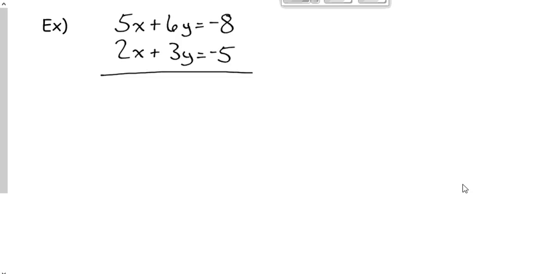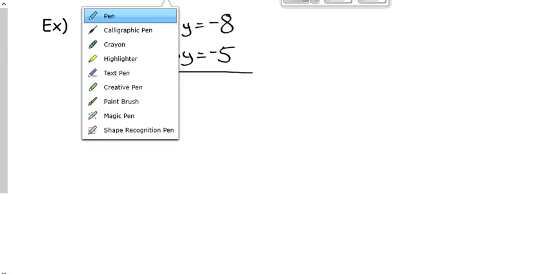All right, so to start, we've got 5x plus 6y equals negative 8, and then our other equation is 2x plus 3y equals negative 5. Get my pen pulled up here.